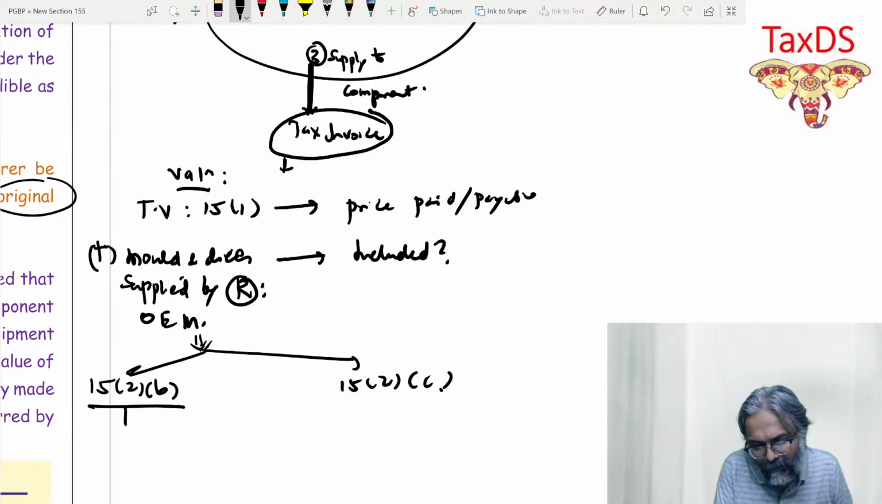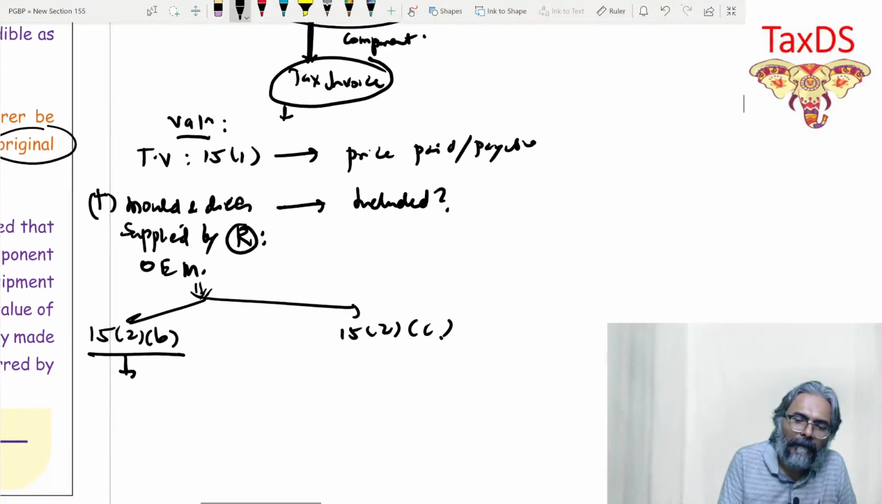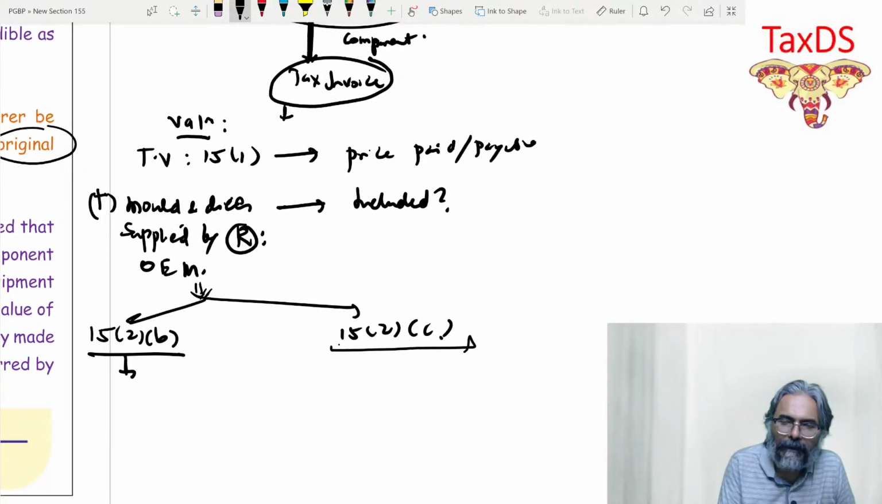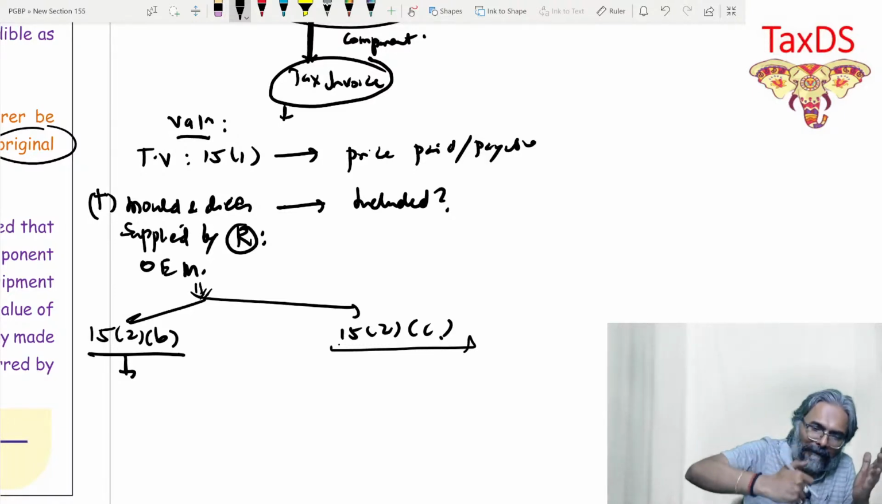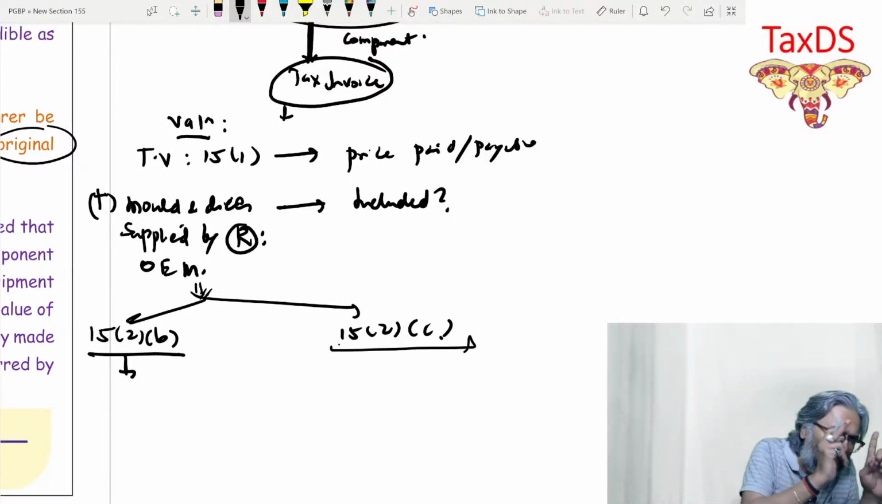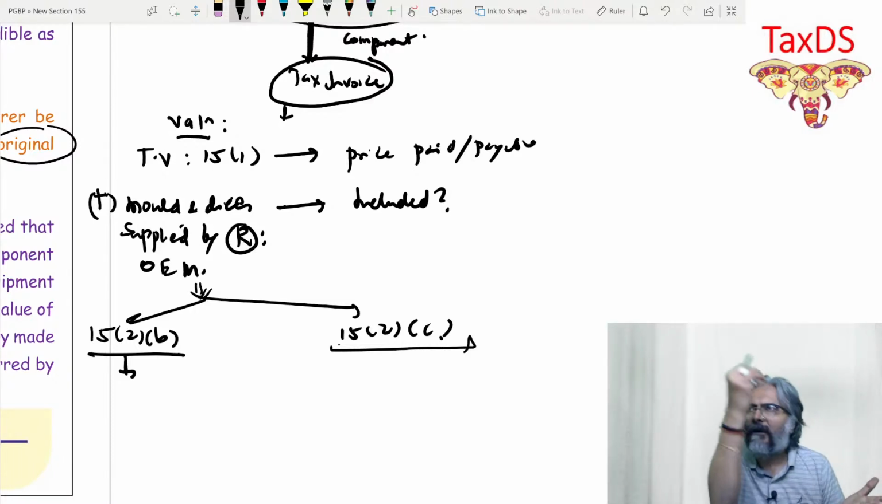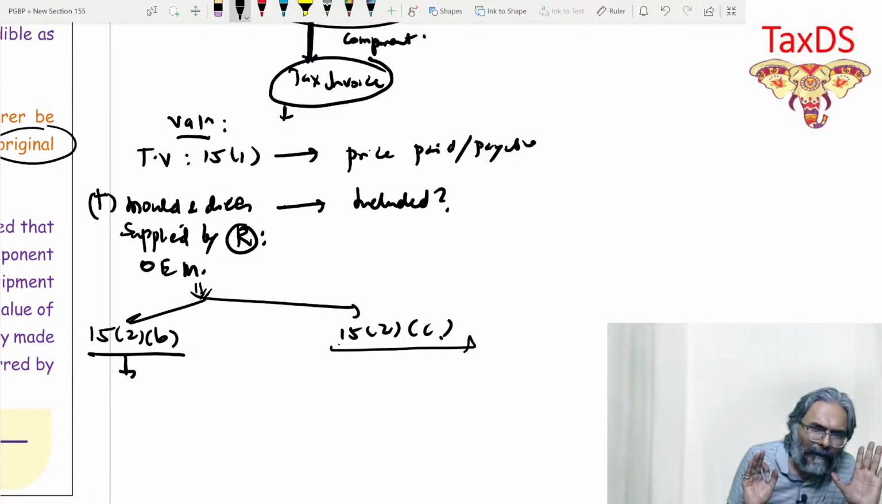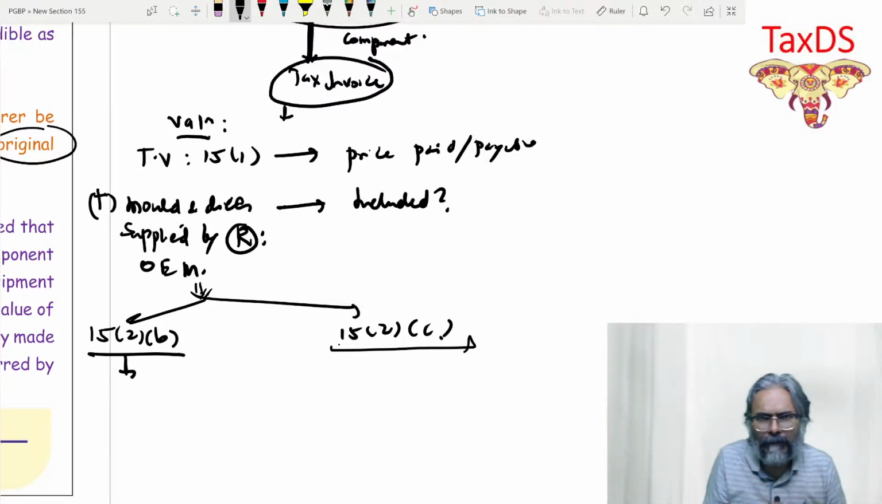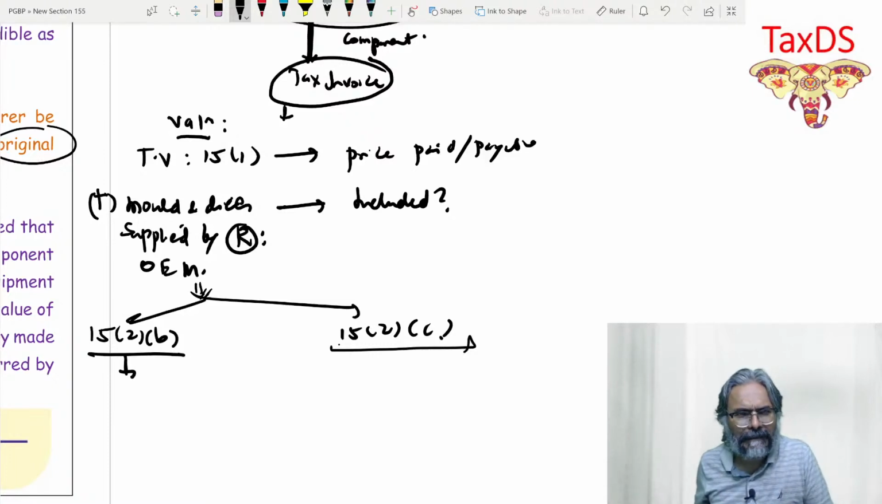First, let's talk about 15.2b, whether it could be considered in 15.2b. So 15.2b talks about what? Whether the supplier, in my example a component manufacturer, was liable for these molds and dies in the contract. And the answer is obviously no. He was not liable for these molds and dies.